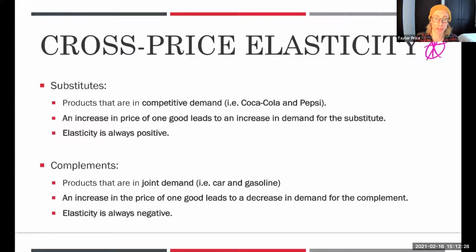Whereas complements are products that are jointly consumed. So here I have the example of a car and gasoline, but you could also think of something like peanut butter and jelly for a peanut butter and jelly sandwich, or things that are consumed together. And so for complements, an increase in the price of one good leads to a decrease in demand for the complement, because they're consumed together. Even if one good's price increases, that effectively causes both goods to have a decrease in their quantity demanded.